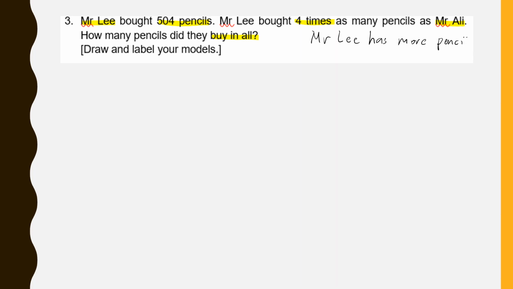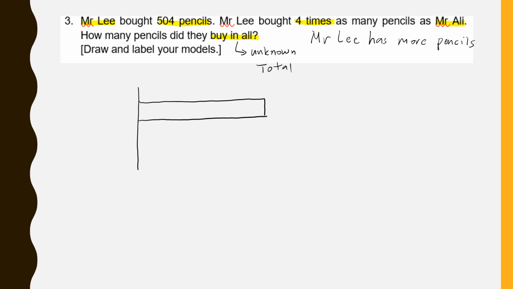Okay, you need to know this because you're comparing two variables. And over here, this is the unknown total. Remember, the word "in all" means total. So you need to draw a model. Mr. Lee has 4 times, so you draw a bar with 4 units that are equal, and label it as L, Mr. Lee. And Mr. Ali has 1 unit.